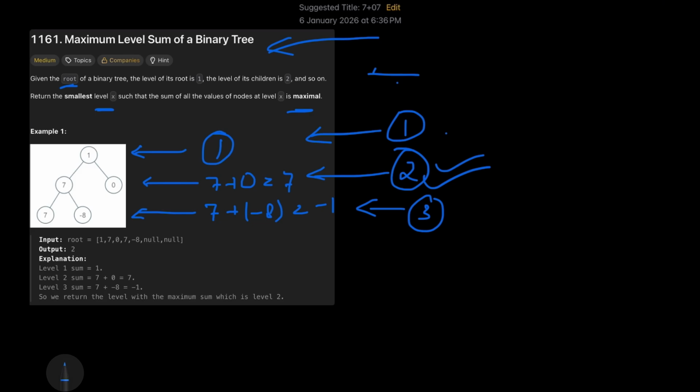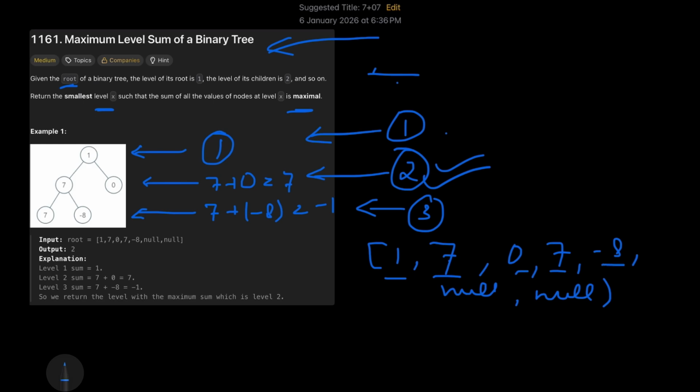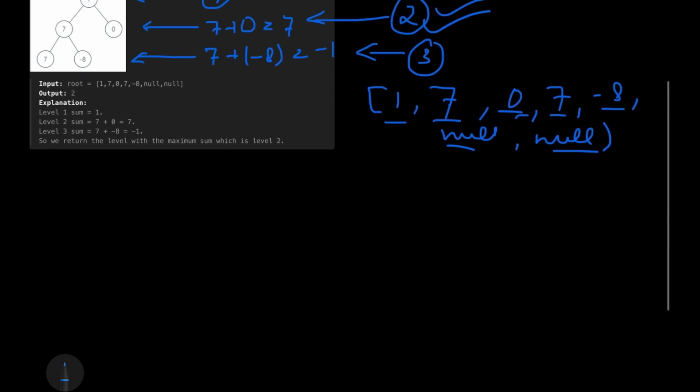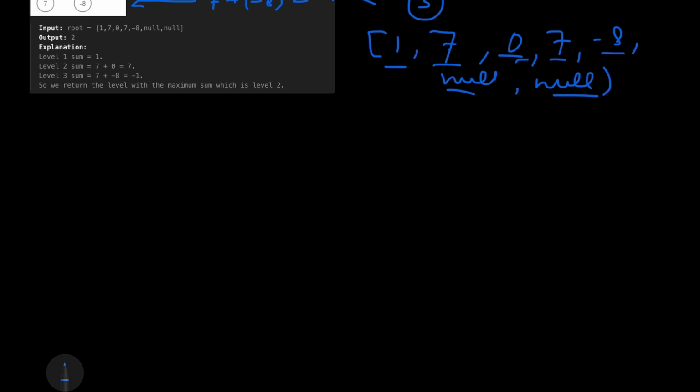Okay, so how will we solve this problem? Let's see that. Also, this is given in the form of a binary tree. Suppose this is our array which is given: 1, 7, 0, 7, minus 8, null and null. So 1 would be the root, 7 and 0 would be the children of 1, 7 and minus 8 would be the children of the left child, and null would be the children of the right child.